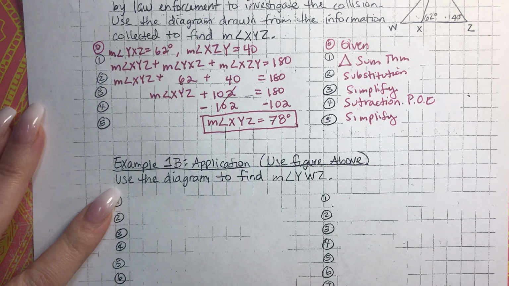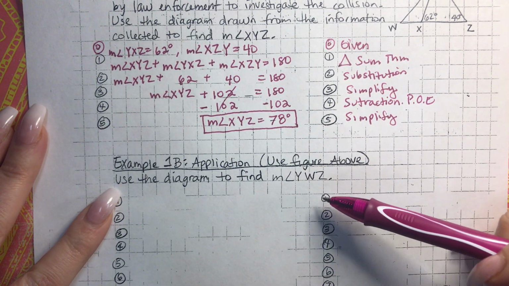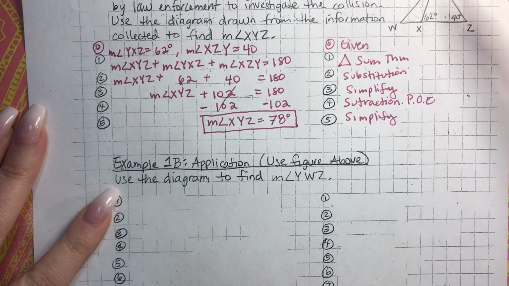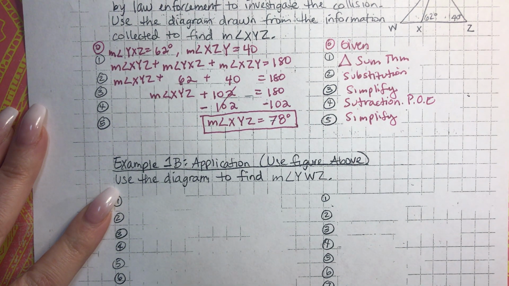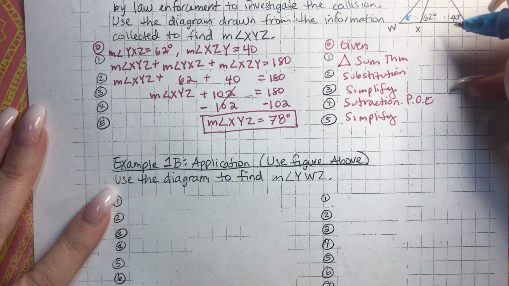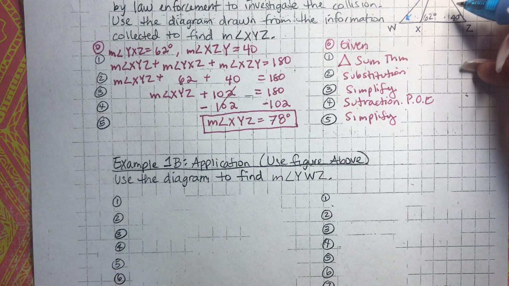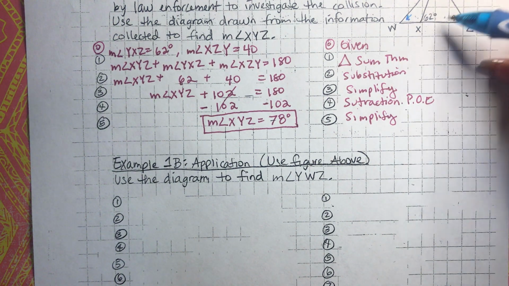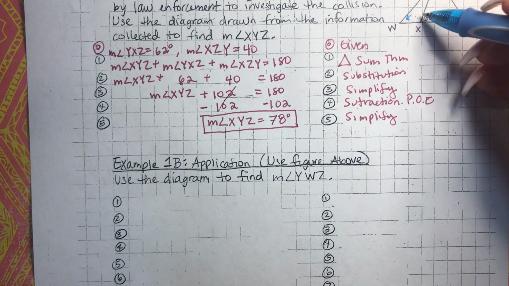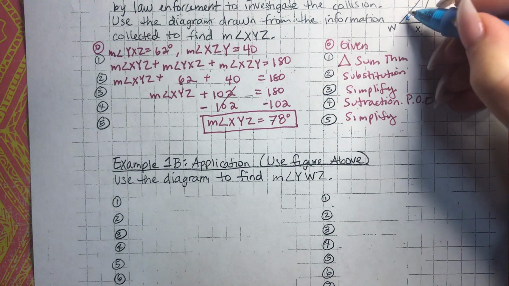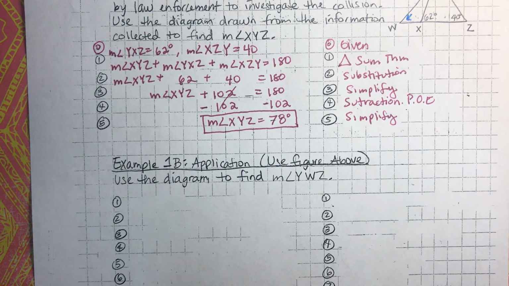So the next one says, use the diagram to find the measure of angle YWZ. YWZ would be this one. I'm going to change up my color. So now we're trying to determine this angle here. So let's see here. What do we have? We have this triangle, we have this triangle, and then we have this big triangle. So I think there's a couple different ways that you could figure this out.